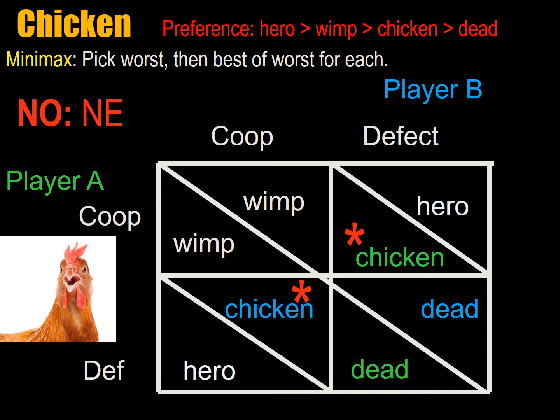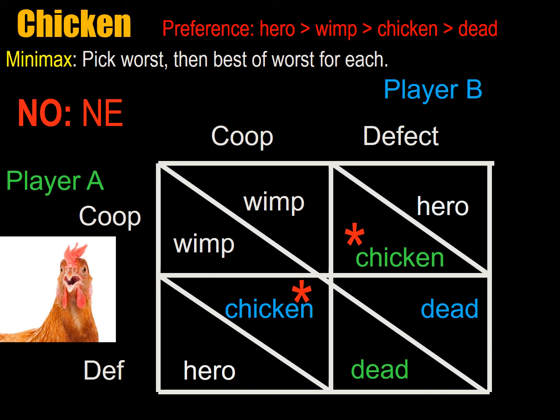The next step for both players is to choose the best of the worst outcomes. So for player A, you've got two choices between chicken and dead. Chicken is the less worse outcome than dead. So player A is going to choose chicken. Player B has a choice between chicken and dead, and it's choosing the best of the two worst outcomes, so it's also going to choose chicken over dead. So both player A and player B are going to choose chicken.